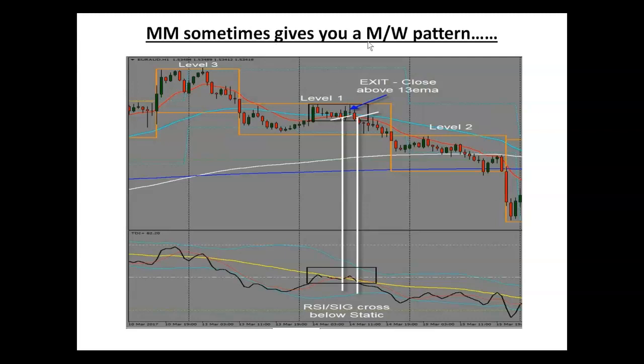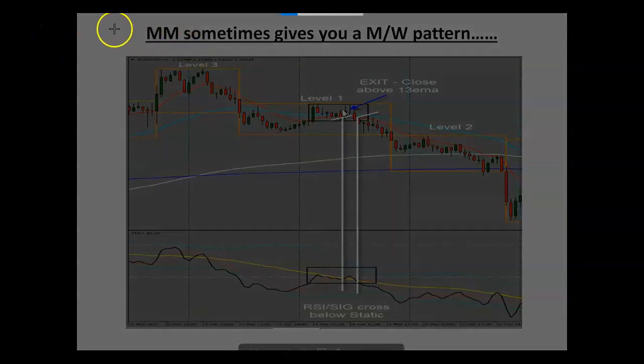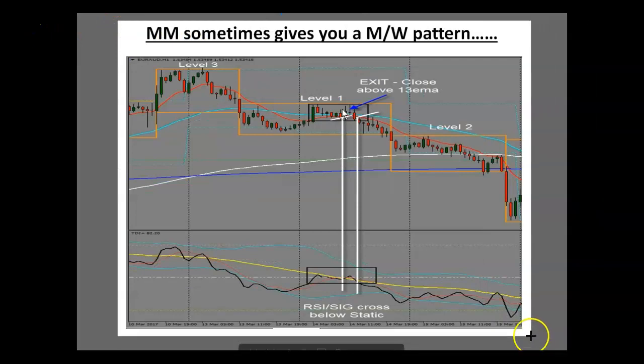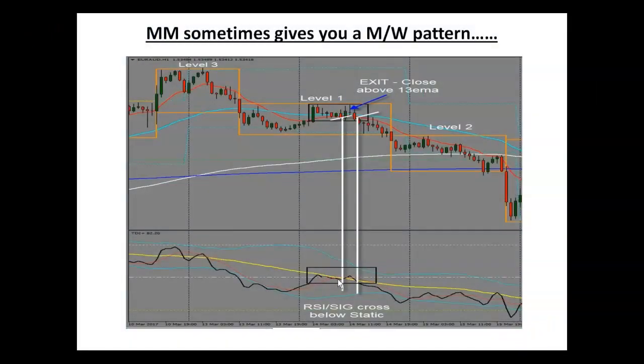Market makers will sometimes give you an M or a W pattern. As you can see, sometimes the 1350 will cross, and you will take the first leg of the 50-50 bounce. It'll all confirm, RSI is going to be below the signal line, below the static. But sometimes they come back and give you a second leg. So you've got to exit when it closes above the 13, unless this is a news candle, then you do not get in over here. You wait for them to go back over again and short it from here.